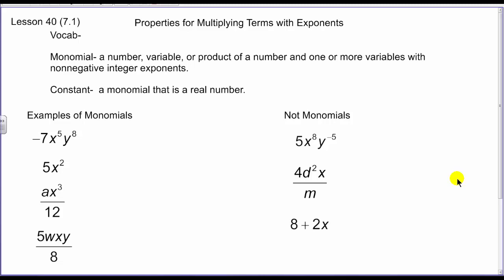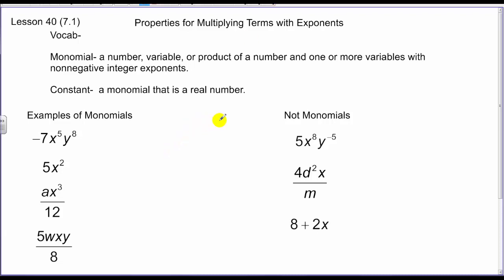All right, we're going to jump into properties for multiplying terms with exponents. The first thing we want to do is define a couple of terms. The first is going to be what a monomial is. A monomial is basically a number, a variable, or a product of a number and a variable with non-negative integers. And secondly, we have this thing called a constant. What a constant is, it's just a monomial that's a real number.